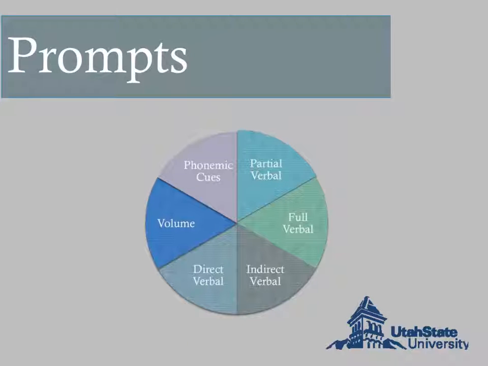There are several different types of prompts that you can use. Volume prompts are when you increase the volume of a word or phrase to indicate what an individual should echo or repeat. For example, when prompting the individual to say their name, you might ask, "What is your name? John." That John is the volume prompt. Phonemic cues provide only the initial sound or lip placement. If a parent is asking their child to label cat, they might prompt "c."